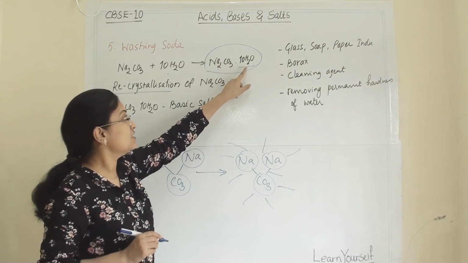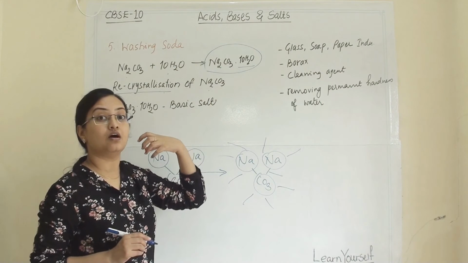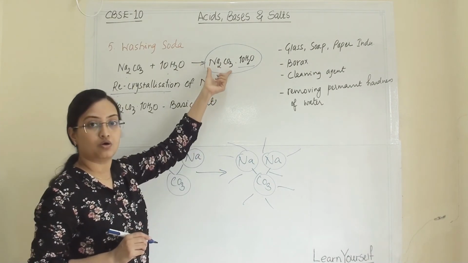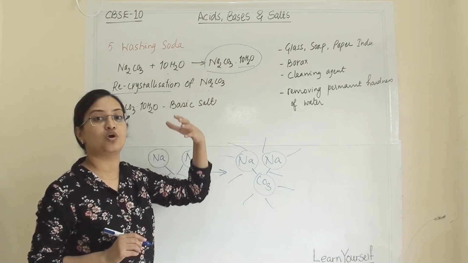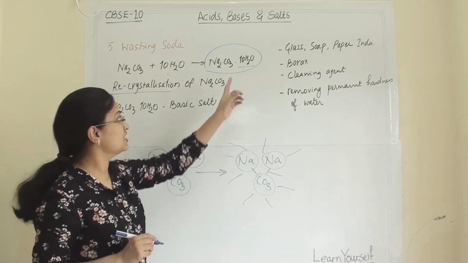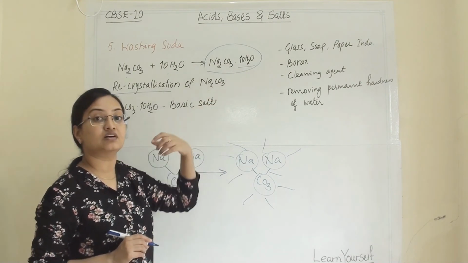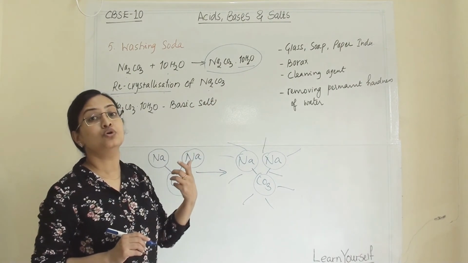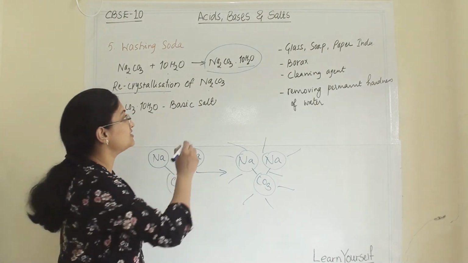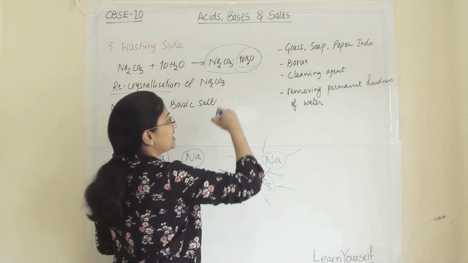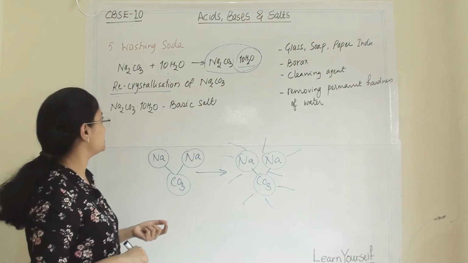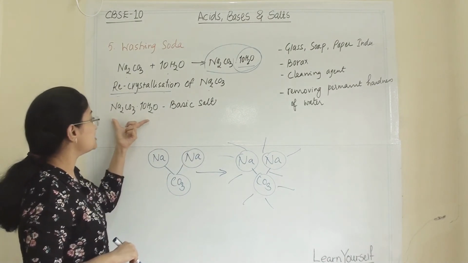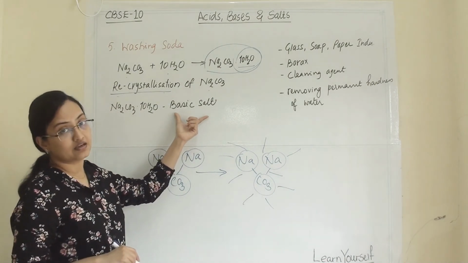So this water, which is along with the molecular formula of salt, is known as water of crystallization. This water will give a crystalline nature to any salt. So that's why this water molecule is known as water of crystallization. So now this is also a basic salt.